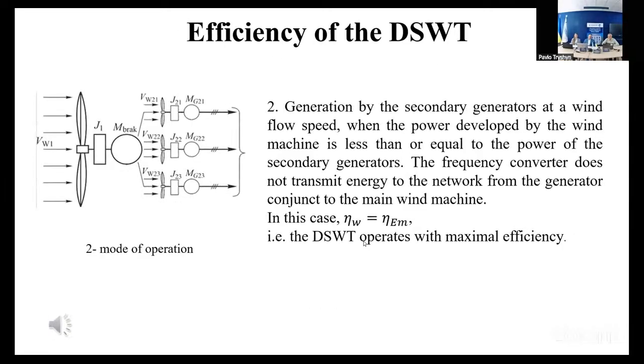On this slide, you can see the second mode of operation in the dual system wind turbines. Generation by the secondary generators occurs at a wind flow speed when the power developed by the wind machine is less than or equal to the power of the secondary generators.